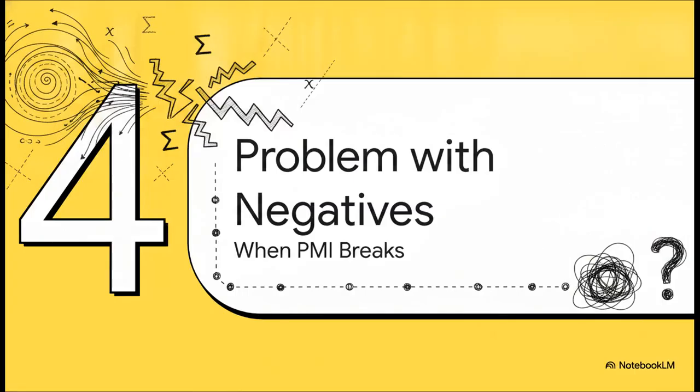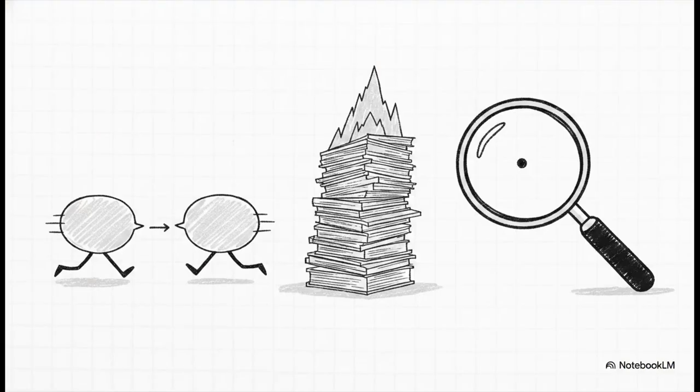But of course, there's a plot twist. Section 4, the problem with negatives and when PMI essentially breaks. The big snag here is that PMI values can actually range from negative to positive infinity. A negative PMI implies two words are co-occurring less often than expected, like they are actively avoiding each other. But negative values are notoriously unreliable.